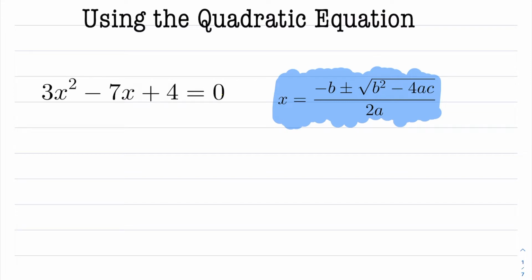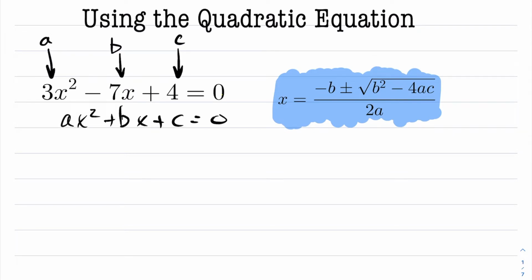All right, so just to remind you here, this represents your a, this is your b, and this is your c. We're mimicking the standard form of a quadratic, which is ax squared plus bx plus c equals 0. So that's what we're grabbing here.